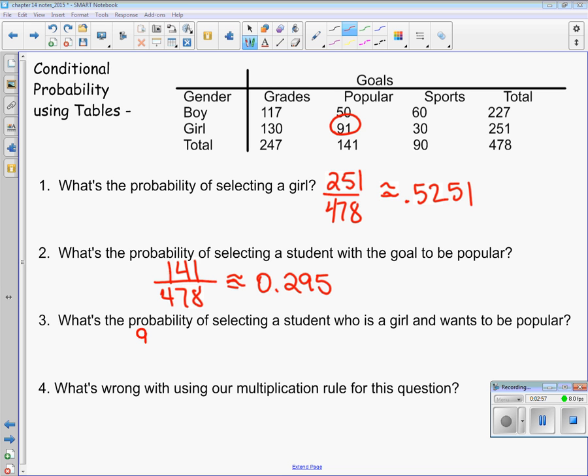So what's that probability? 91 divided by 478. I agree. What is that? 0.1904? Probably should go out to that point, okay? I would probably accept 0.19, but I'm just telling you, you want to go out as far as you can because you don't want to get really close probabilities.